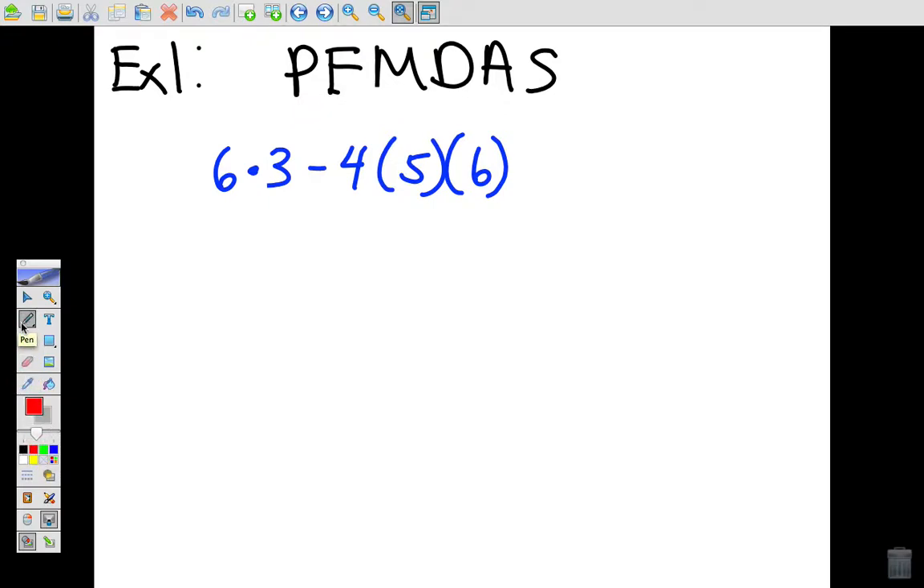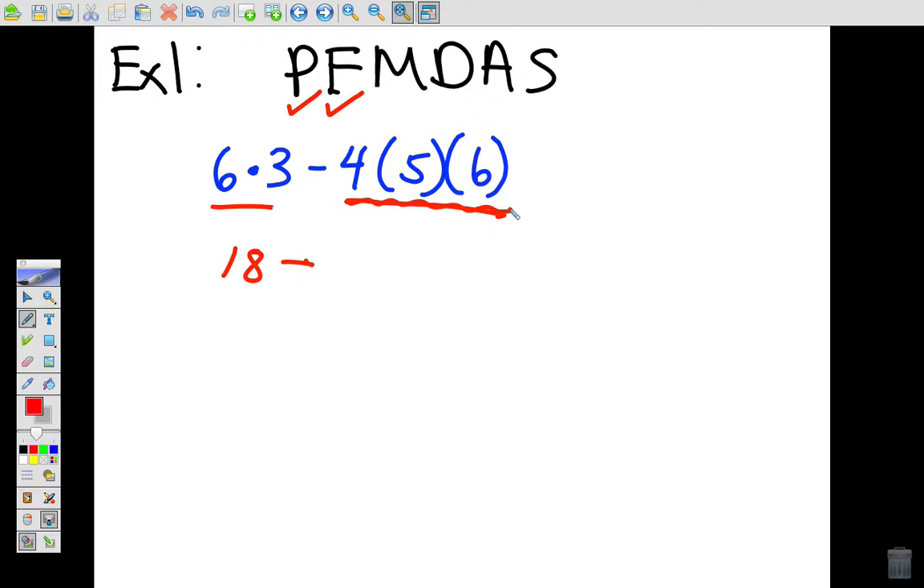Now, do I have any exponents? No. So check, check. Do I have any multiplication? I do. So I need to do this, and then I need to do this. So 6 times 3 is 18 minus, now take 4 times 5 times 6, and just multiply them in order. If you can multiply, the order you multiply doesn't make a difference. So even if you want to take 4 times 6 and then take that times 5, you could.